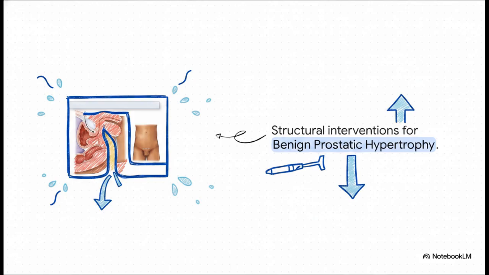Let's take benign prostatic hypertrophy, or BPH, for example. The slow enlargement of the prostate physically compresses the urethra. Early on, this just causes a diminished size and force of the urinary stream, but later, it leads to complete urinary retention. When that obstruction gets severe enough, surgical interventions like a transurethral resection of the prostate, or TURP, are absolutely required to restore that vital urinary flow.